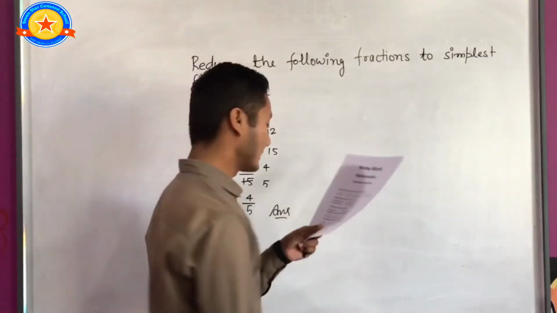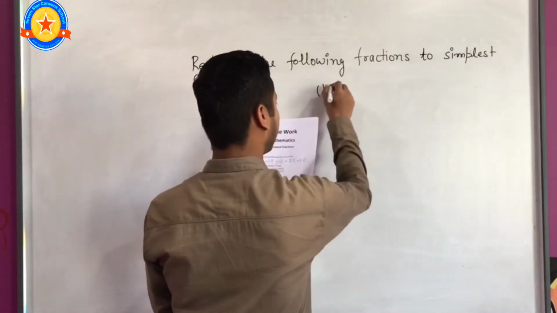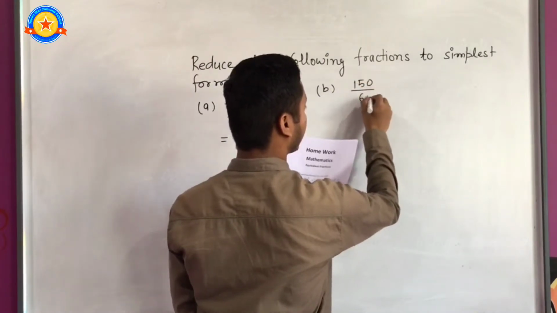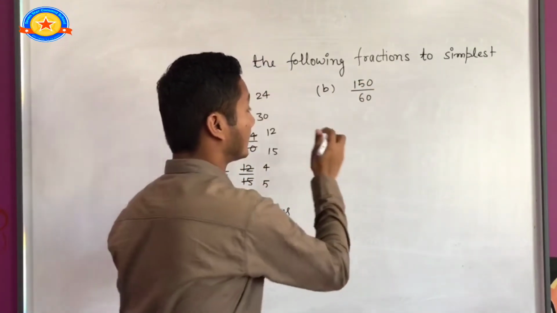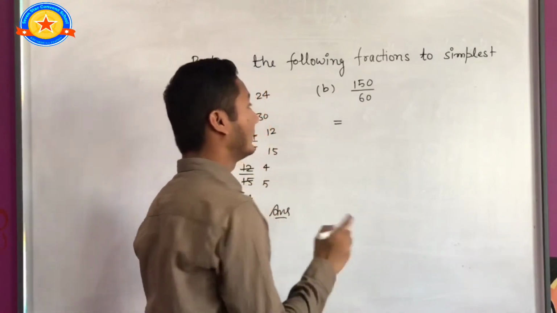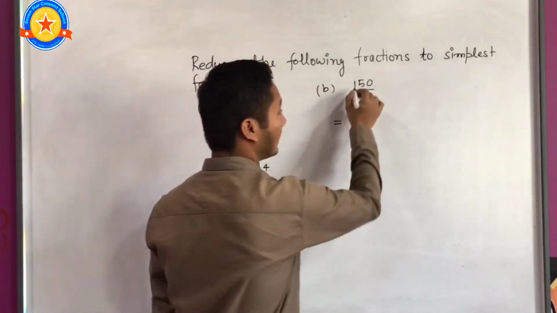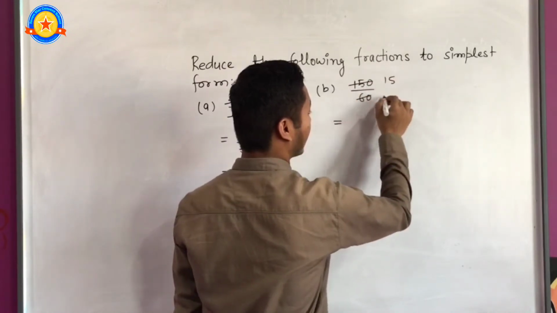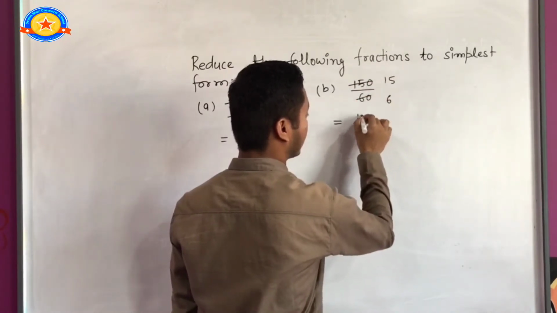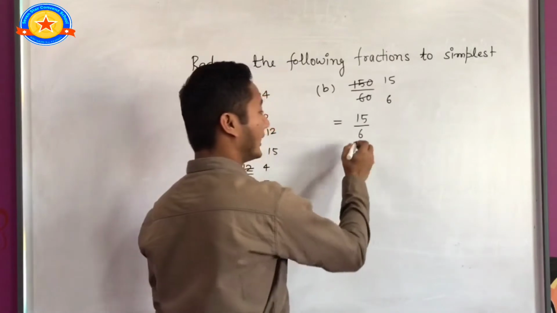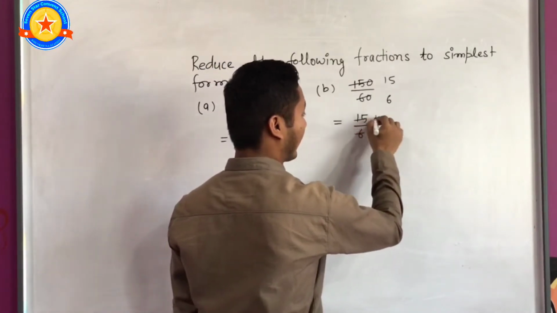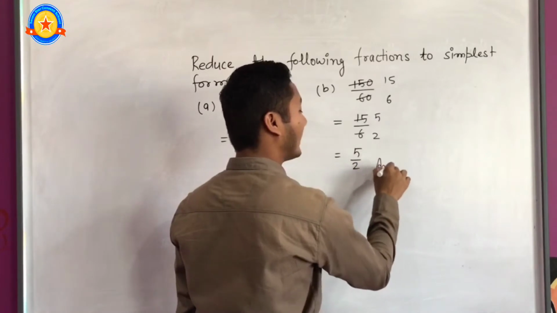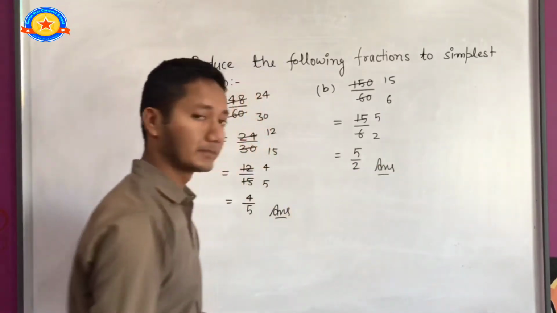Our next question is B part, 150 by 60. In this case, first we divide by 10 and it becomes 15 upon 6. Now divide by 3. 3 2s are 6, 3 5s are 15. It becomes 5 by 2. 5 by 2 is our answer.